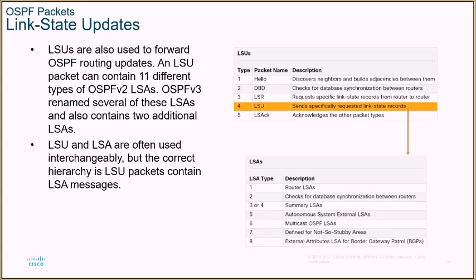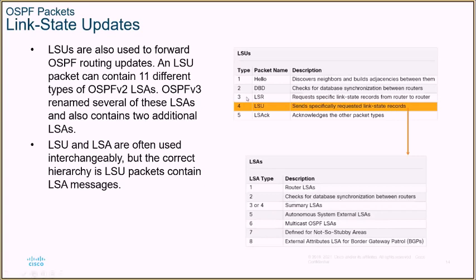An LSU packet can contain 11 different types of link state advertisements. OSPFv2 renames several of these LSAs and also contains 2 additional types. LSU and LSA are often used interchangeably, but the correct hierarchy is the LSU is the packet, and within that packet you can have several LSA records or messages, however you wish to say it.